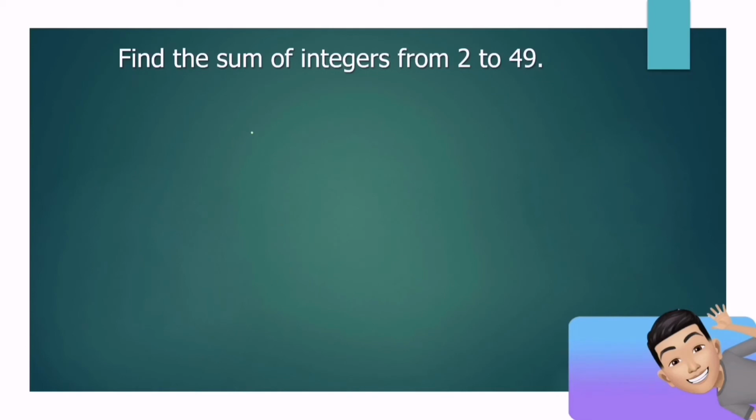Kayo na bahala dun sa alternative na solution. So, ang gagamitin ko dito ay yung isa, yung S sub n equals to n times twice ng a sub 1 plus n minus 1 times the common difference. Kasi, kagaya ng situation na to, bakit ito yung pinili ko, yung integers from 2 to 49, hindi natin alam kung ilan.